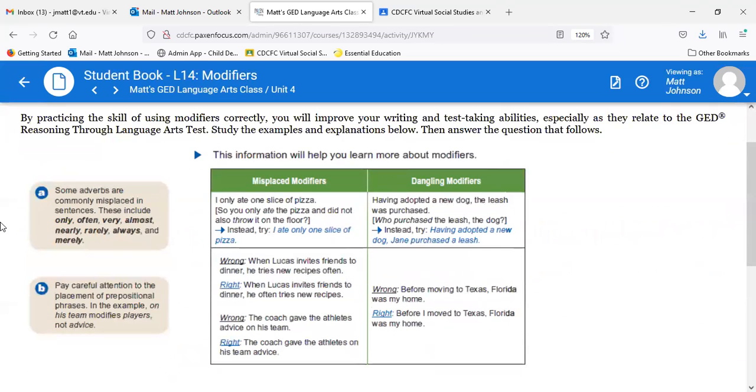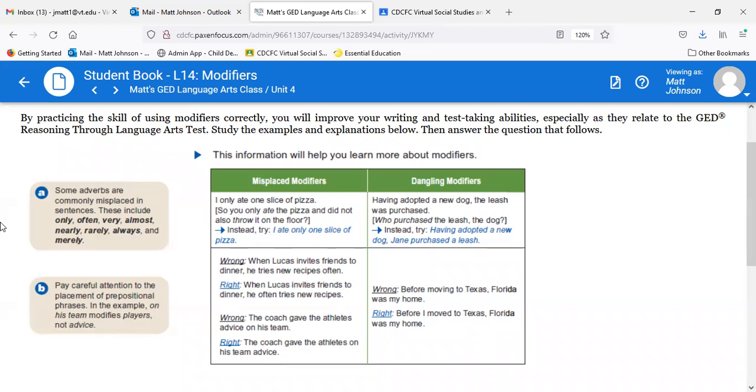So here, this is two ways basically that you will misuse a modifier. Here it says, "I only ate one slice of pizza." So that's saying you only ate the pizza and did not also throw it on the floor. I only ate it. I didn't do anything else with it, is basically what that sentence is saying. You want to say, "I ate only one slice of pizza."